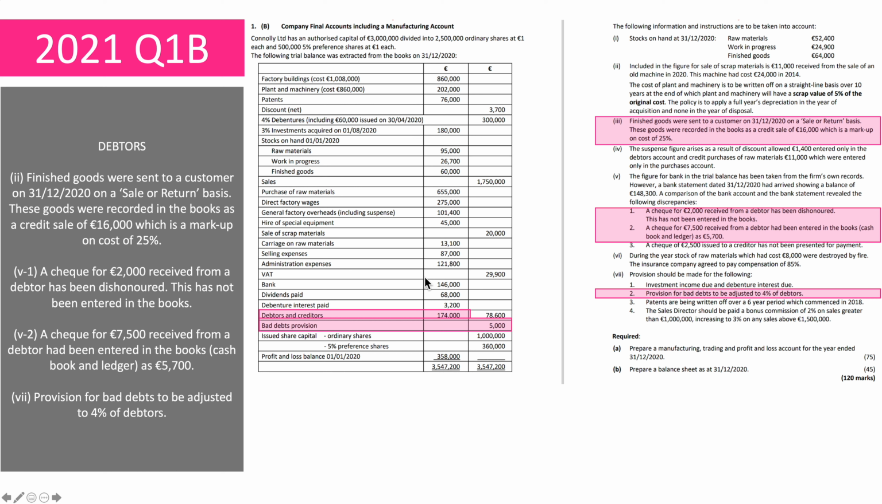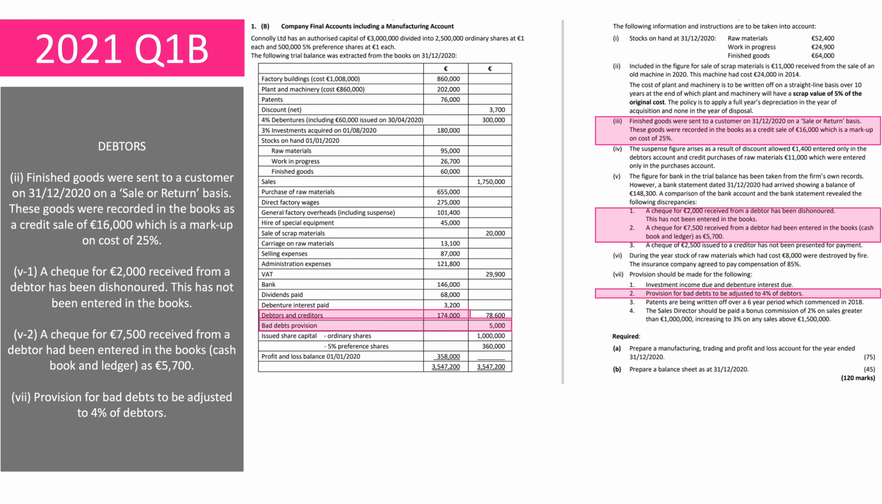Right, so now looking at the 2021 part B. Okay, so what we have here is 4 adjustments, but there were 2 coming up in one adjustment, so in the bank one. So part 2, finished goods were sent to a customer on the 31st of the 12th, 2020 on a sale or return basis.